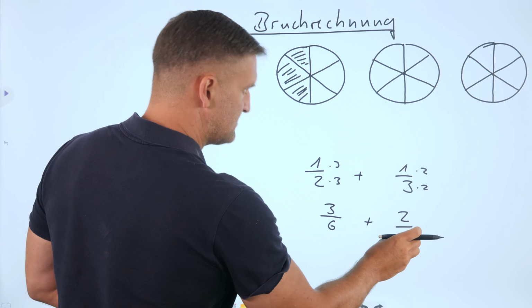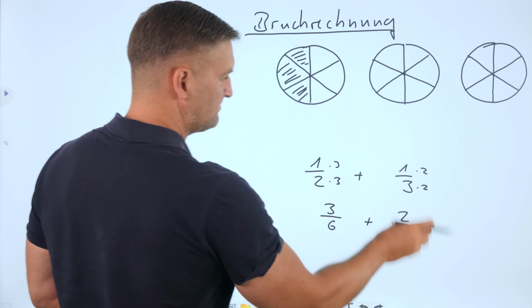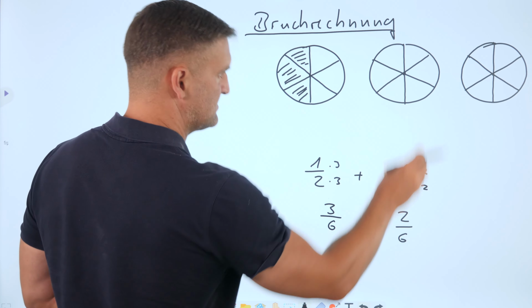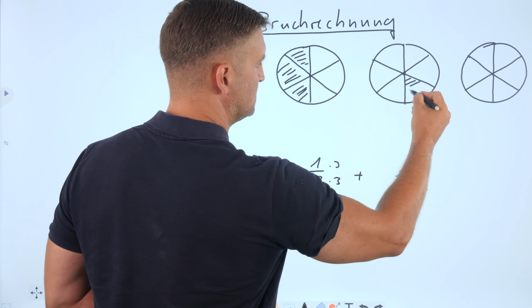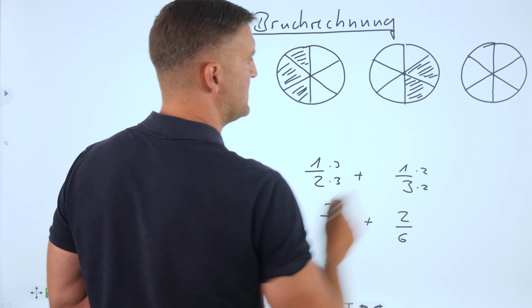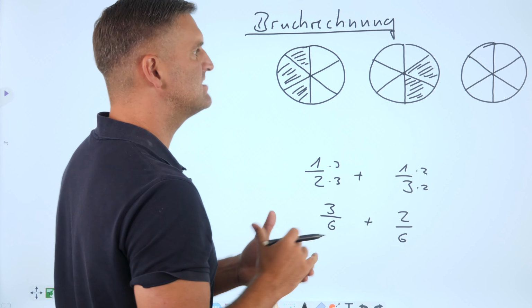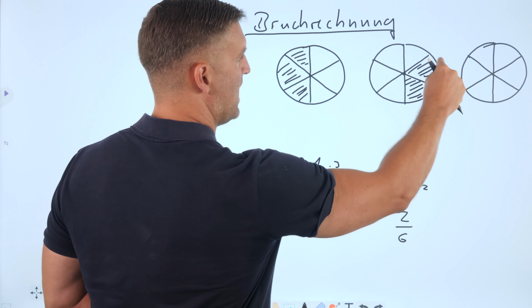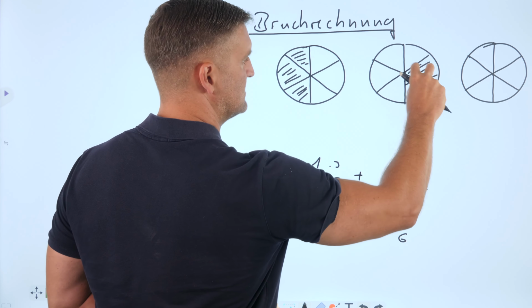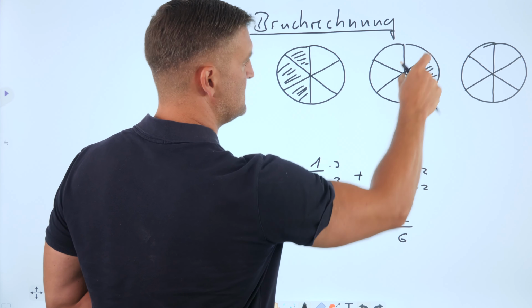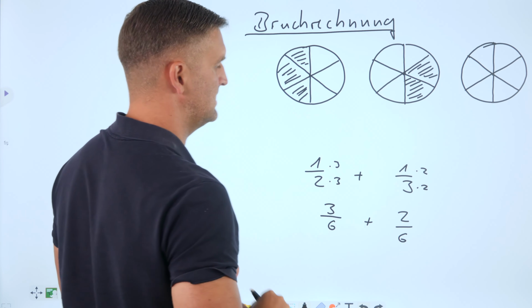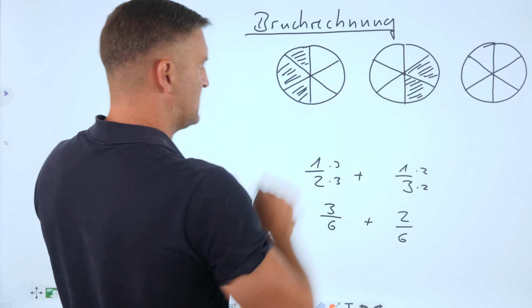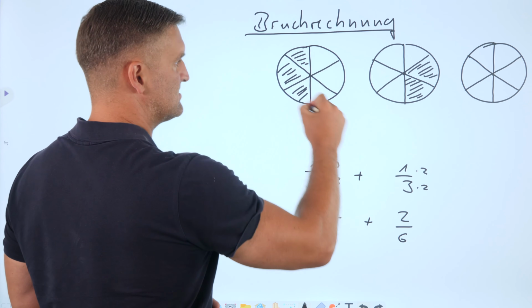Now 1/3, or 2 sixths. Again, I have 6 parts here. I'm taking 2 out of 6 parts, which also equals 1/3 in total. If I take this as 1 out of 3 parts, we have the other 2 parts out of 3 here. Now we've brought both to 6. We have 3/6 plus 2/6.